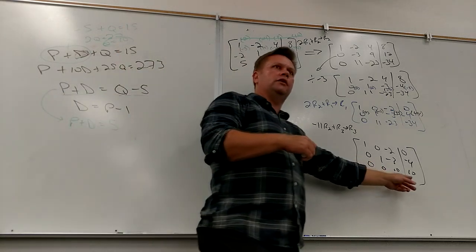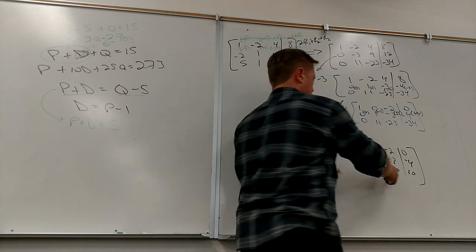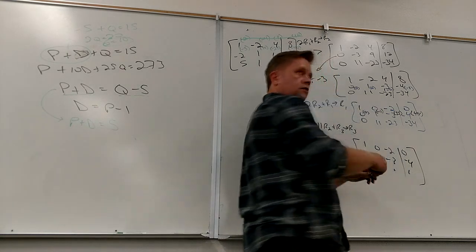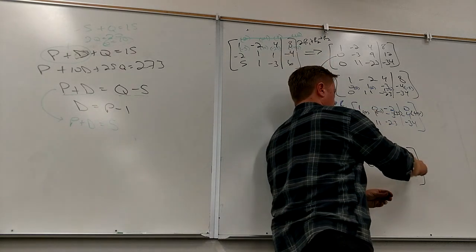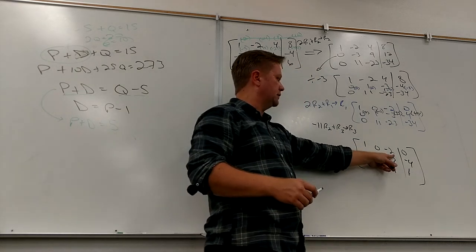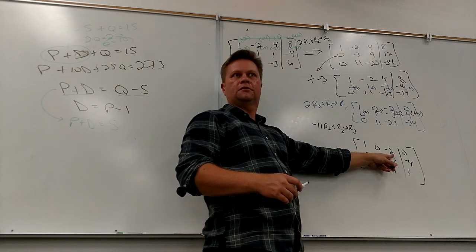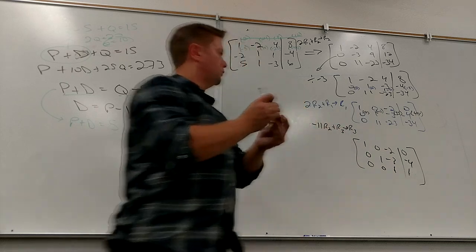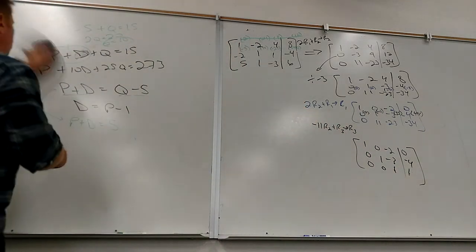And then, of course, here, what can I do? Divide by 10. Let me just do that because I'm getting tired. Divide that third row by 10. And now I got this 1 to kill these guys. Let me write this up here. It's getting a little low down there.